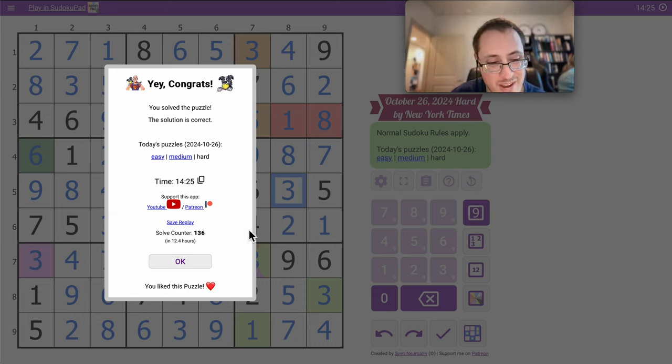In 14 minutes and a bit, and I didn't have to mark more than one candidate for more than 4 cells. That's a little more like it. Did anybody beat 10?